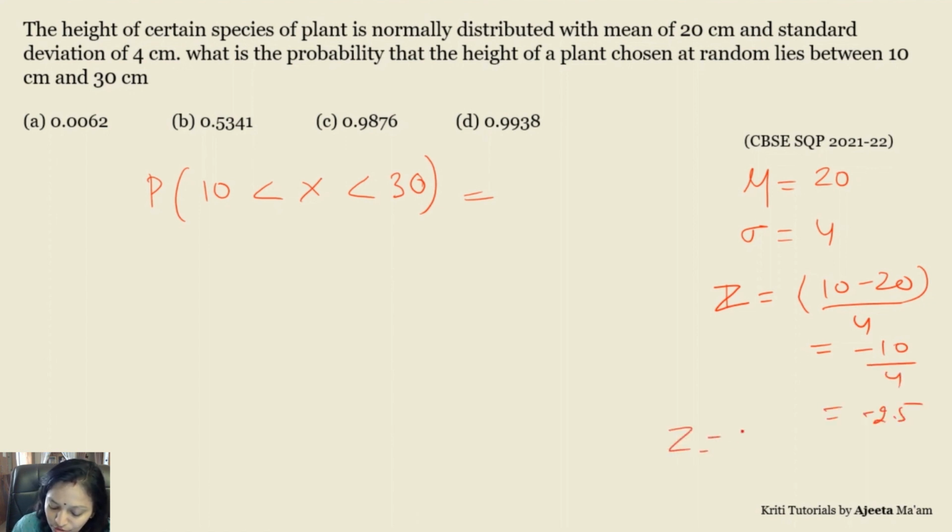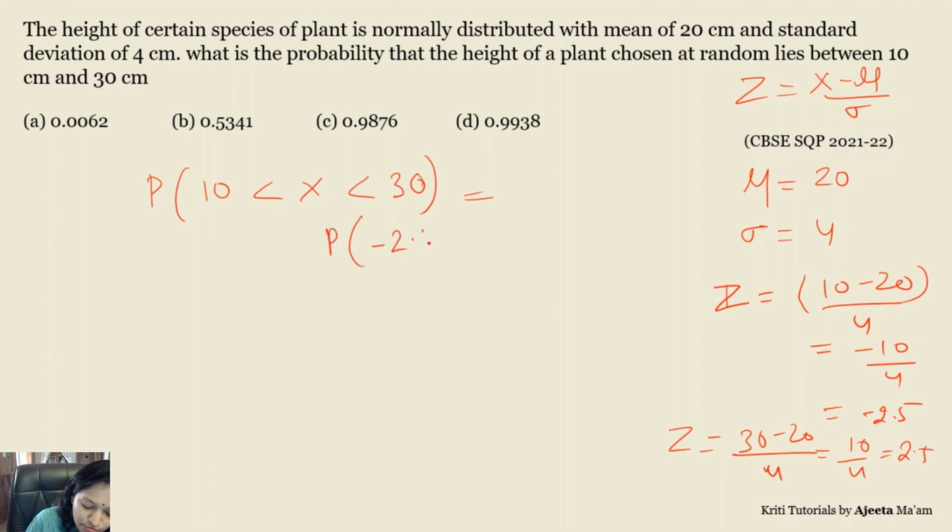Now let's calculate for 30. So 30 minus 20 upon 4. Which formula are we using? We are using the z-score formula. Correct. This is what we have. So 10 upon 4 is 2.5. So basically what we have to find is the value from minus 2.5 to 2.5; we need the value in between.